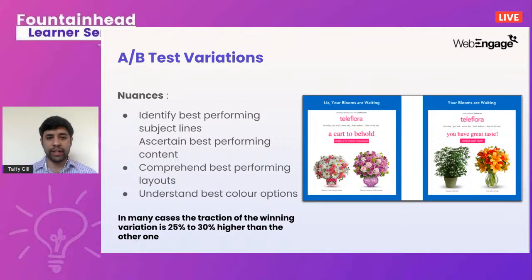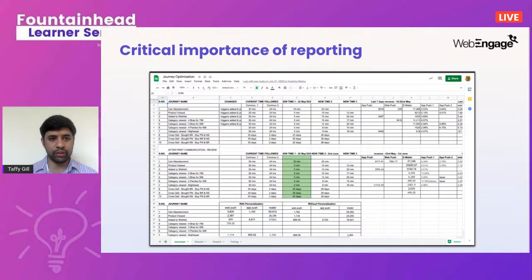WebEngage also has the capability wherein you can configure that, okay, for a particular campaign, send 10% of this variation and send 10% of this variation. And then depending upon which is the winner variation, the 80% of the base is then targeted based on the winning variation that is there. So again, that is something that can be leveraged to the fullest.